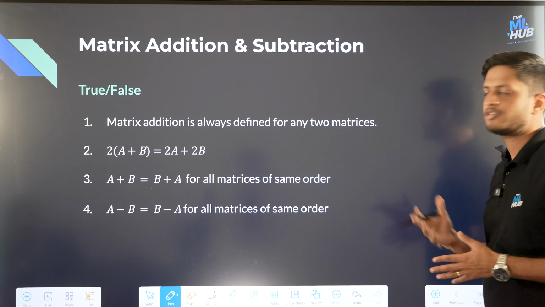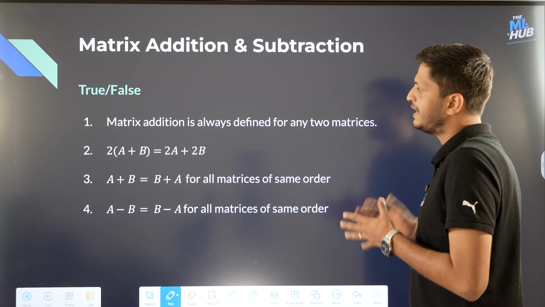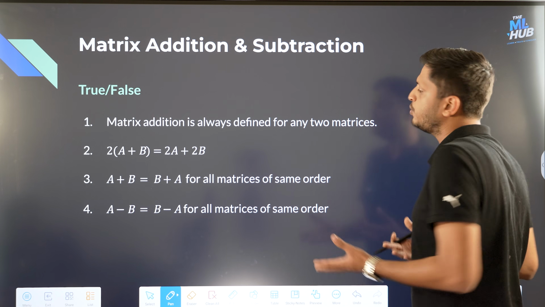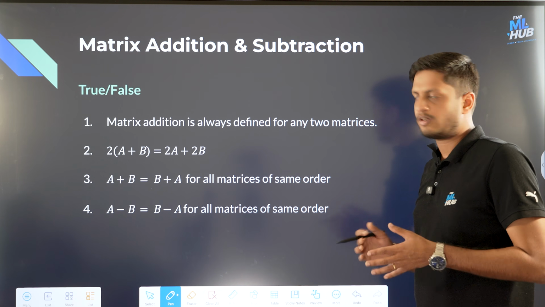True or false? You have to just say whether these statements are true or false. First: matrix addition is always defined for any 2 matrices. Is matrix addition defined for any 2 matrices? False, right? No.